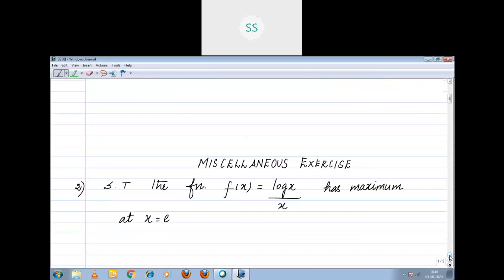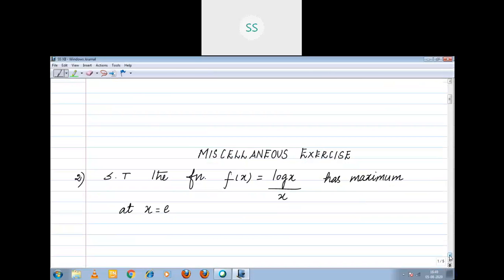Today I am going to discuss the miscellaneous exercise in chapter number 6, question number 2. Show that the function f of x equal to log x by x has maximum at x is equal to e. Here only maximum is mentioned, that means it is local maxima. You want to find the second order derivative, right? Right, children? You have to recall the concept.